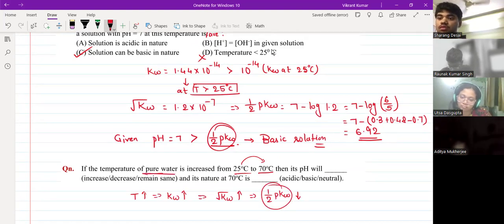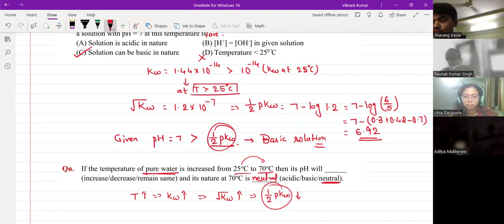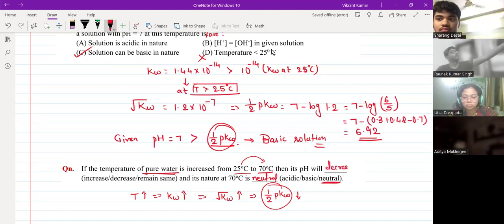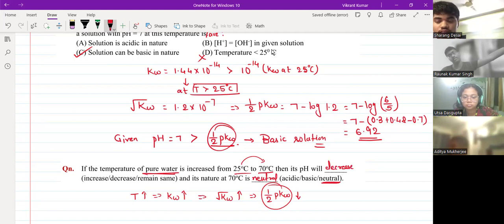And if I'm having pure water, it is always neutral. Pure water cannot have H plus more than OH minus or H plus less than OH minus, because the source of H plus and OH minus is water only. So it will always be neutral. It can never be acidic or basic. But because half pKW has been decreased, the neutral point pH is decreased. And pH of pure water will always be the neutral point pH, and that's why we'll say this will decrease. So the answer will be decrease and neutral.